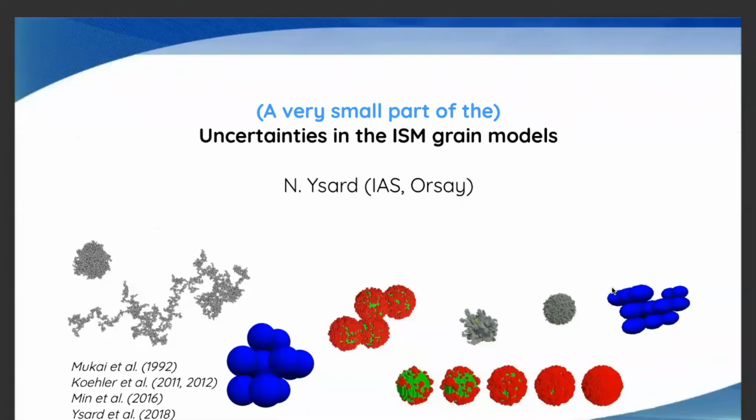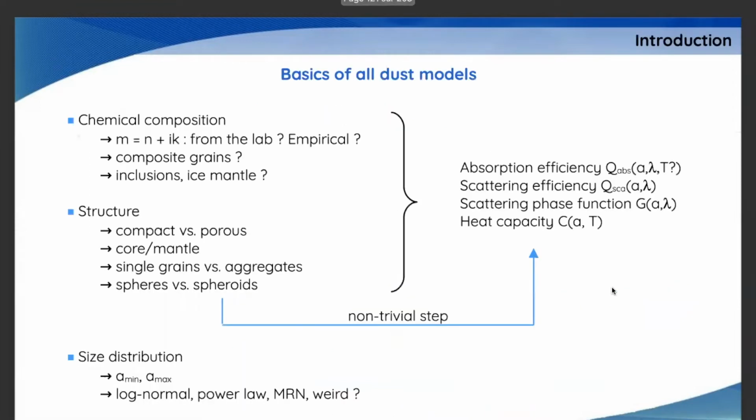Well, I will show you a few examples of the uncertainties you get in the dust models, only a few, because there are, of course, many of them. So I will just show you 3 examples if we have time. Just to start, because not all of you might be aware of all this, what are the basics of all dust models?